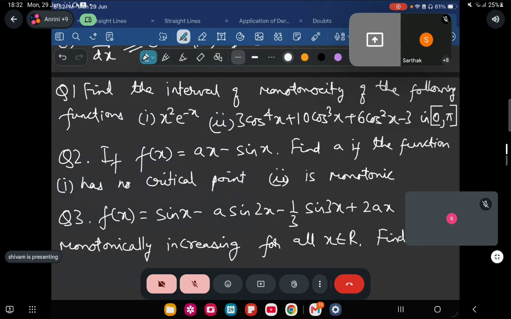Sir, in part one, is there a mistake in the brackets? In part one, you didn't include the critical points, so you have to include it somewhere. See, 0 and 2 you have excluded. You have to include it somewhere. Are you getting? Yes, yes, I made a mistake in the brackets.